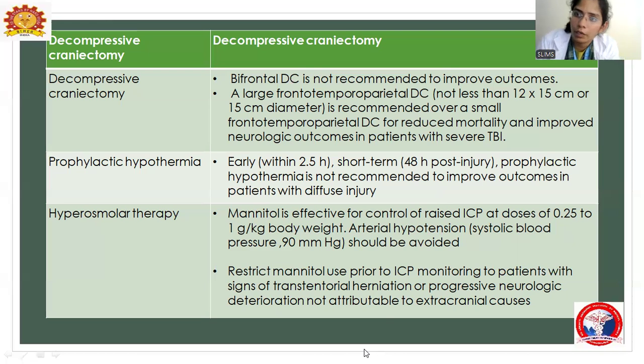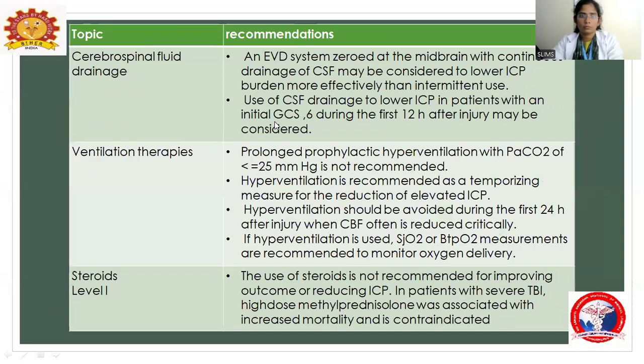So if you are going to give mannitol, there will be an osmotic diuresis. So the cerebral edema will decrease, but because of diuresis, the BP may fall. So the systolic blood pressure cutoff should be 90 millimeters of mercury. We should not allow the BP to fall below this level. Okay. So restrict use of mannitol prior to ICP monitoring to patients with signs of transtentorial herniation or progressive neurological deterioration not attributable to extracranial causes.